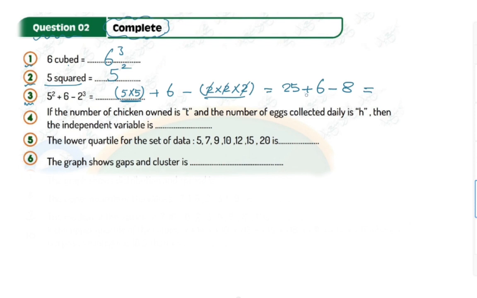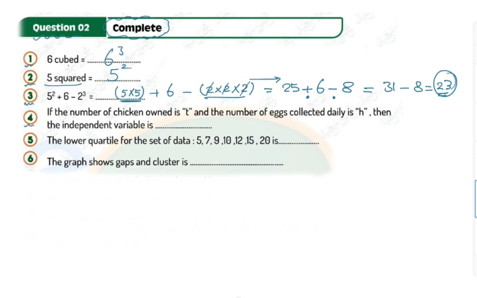Now I have two operations, addition and subtraction. It's the same degree, so I will start from left to right. From left to right, I have addition first. 25 plus 6 equals 31, minus 8, that equals 23. So the result is 23.